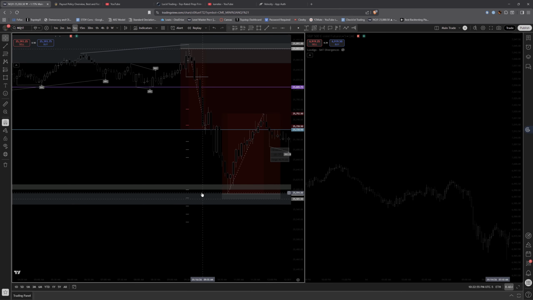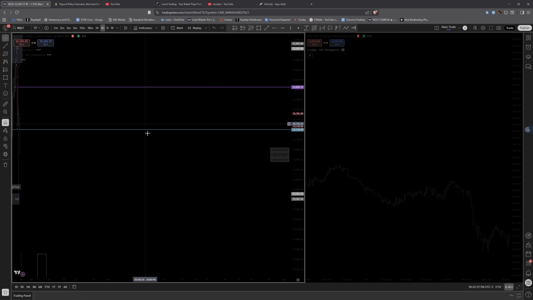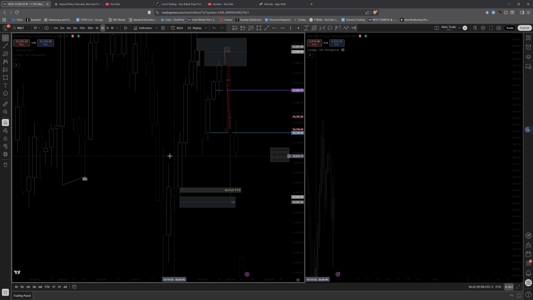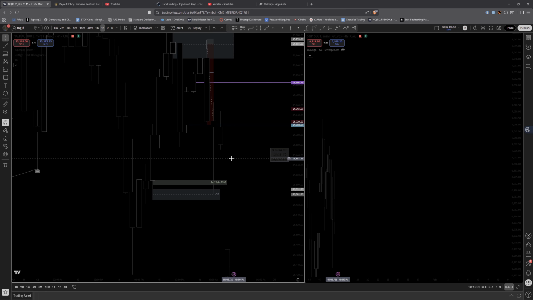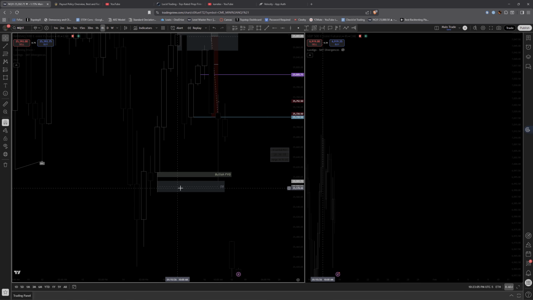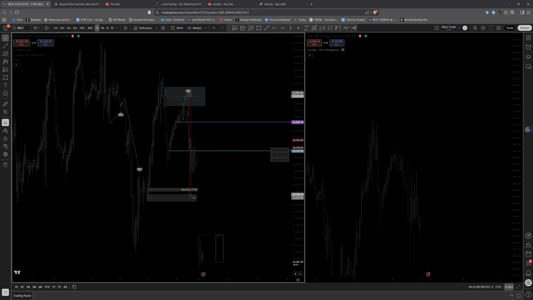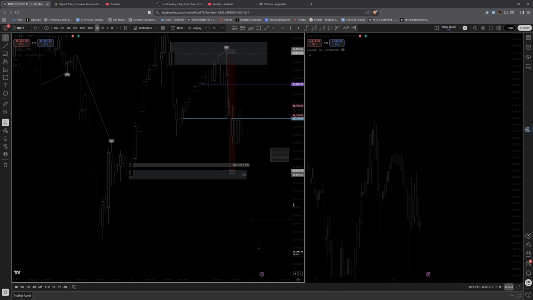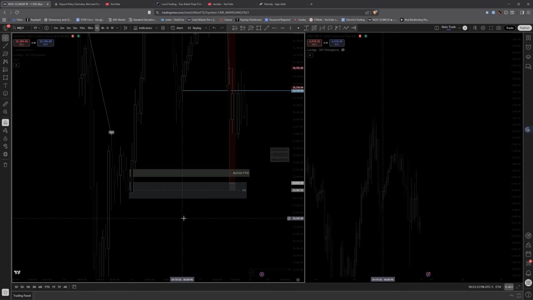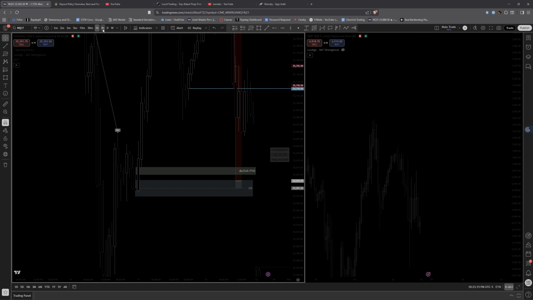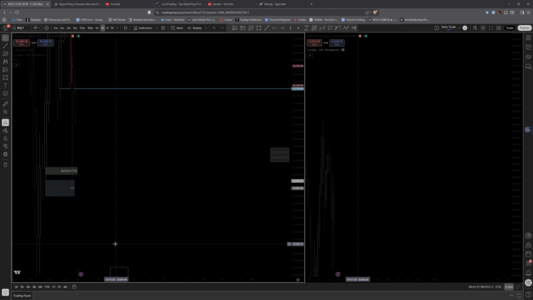At the max expansion, we filled a 4 hour. We also filled a 1 hour, a lot of 1 hours actually. A 1 hour bullish value gap, and we tapped the OB here. I think it's a 4 hour OB.